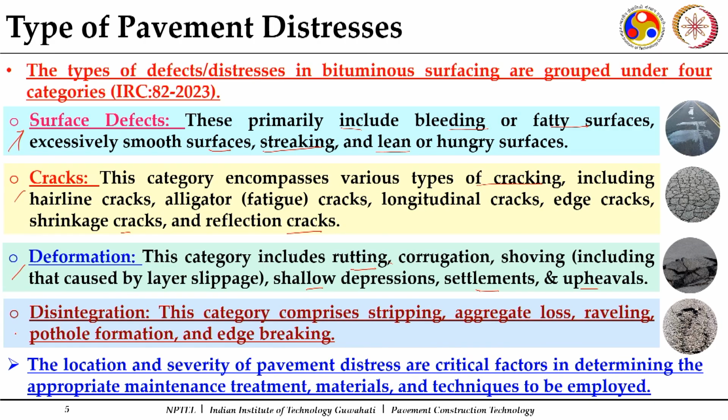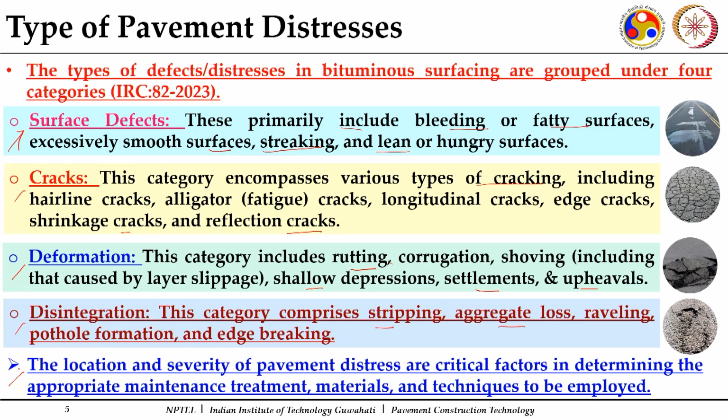Then we have the disintegration, where there is some breaking of the structure, breaking of the pavement materials. So, what does it comprise of? It comprises of stripping, aggregate loss, raveling, pothole formation and edge breaking. So, these are a few distresses. We will discuss the most common distresses which are observed on bituminous or flexible pavements.